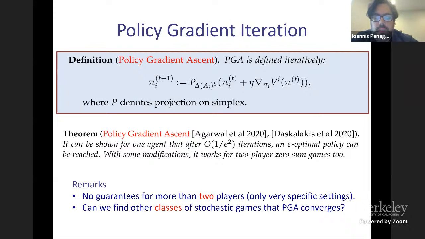When I first came across these two papers, the question that arose to me was: could this policy gradient work beyond single agent and two-player zero-sum stochastic games? Does it work for more general settings? Can we have any guarantees for more than two players? That was the question that I wanted to address, and this is what I'm going to address in this talk. Basically, I want to define classes of stochastic games where policy gradient ascent gives guarantees about convergence to our solution concept, which is the Nash policies. So this is the talk for today.